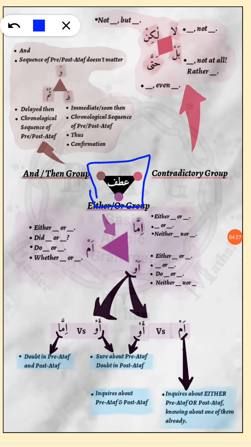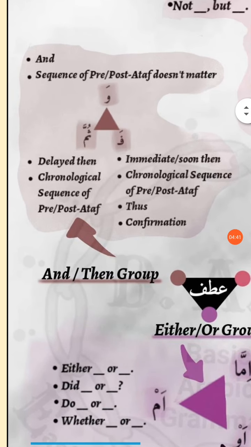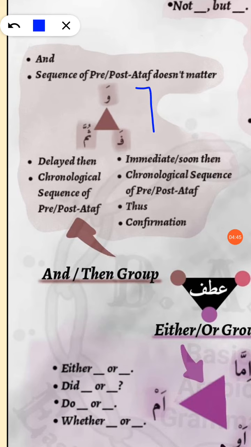First of all, you have the and-or-then group. Next one is the contradictory group. Third one is the either-or group. Let's have a look at the and-then group first. We have three members over here: wa, fa, and summa. Wa means and. Fa has three different meanings.